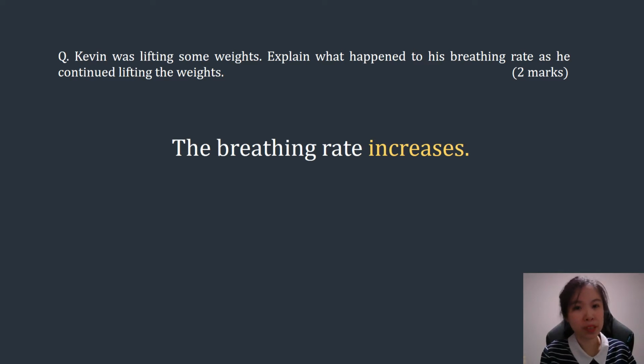The breathing rate increases. The question says, explain what happens. What the student has done over here is merely stating the observation. The teachers will at best credit only 1 mark or even 0 mark for this answer. This is especially true nowadays as half mark is no longer awarded for PSLE Science Booklet B. A pupil either get 1 mark or 0 for a 1 mark question, and for a 2 mark question, they will only get 1 mark if he or she manages to explain one complete point correctly. So this answer here is incomplete.